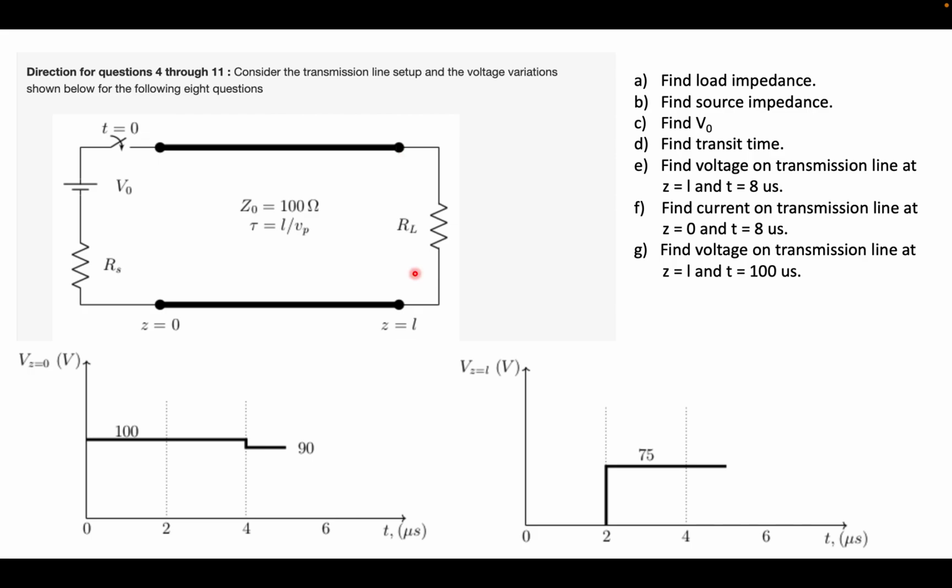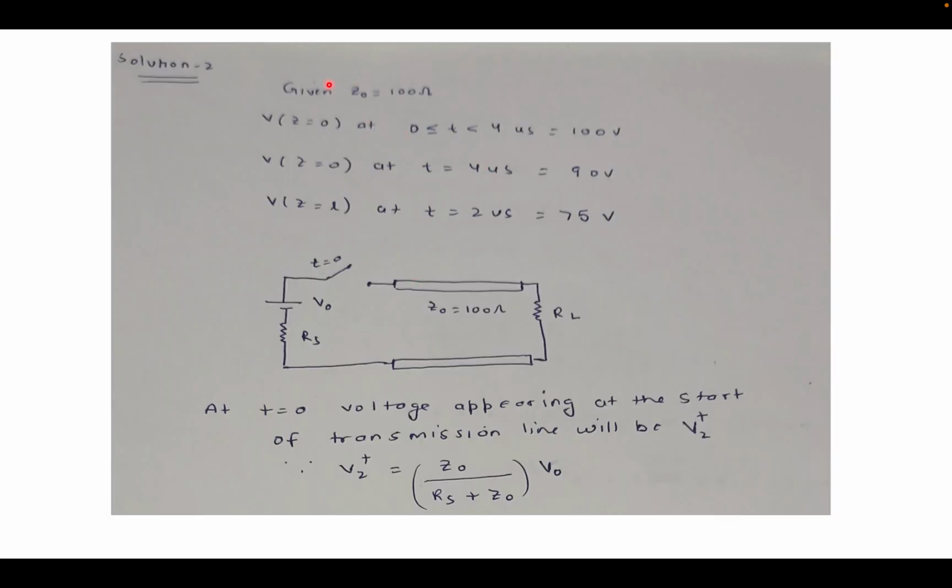So now, these are some of the values which are given. Z naught is 100 ohm, and the voltage at Z equal to 0 between the interval 0 to 4 microsecond is 100 volt. Similarly, the voltage at Z equal to 0 at t equal to 4 microsecond is 90 volt. And the voltage at Z equal to L at t equal to 2 microsecond is given as 75 volt.